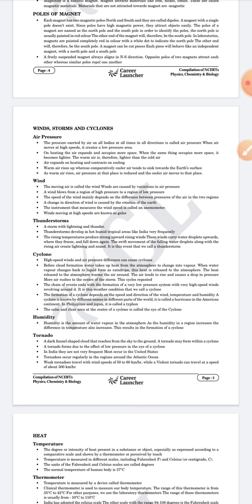Thunderstorms. A storm with lightning and thunder. Thunderstorms develop very frequently in hot, humid tropical areas like India. The rising temperature produces strong upward rising wind. These winds carry water droplets upward, where they freeze and fall down again. The swift movement of the falling water droplets along with the rising air creates the lightning and sound. This event is what we call a thunderstorm.